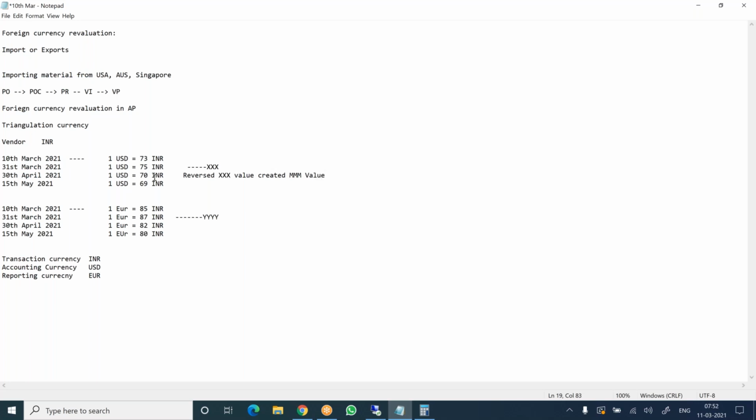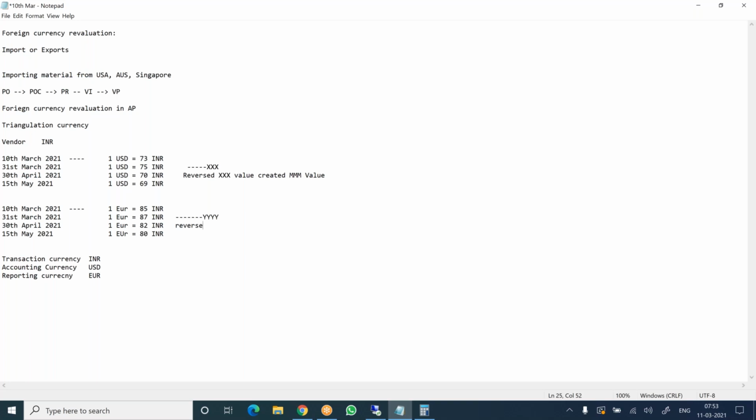Understood? It will compare this versus this one only: invoice date versus the current date. Whatever was posted earlier will be reversed. So here also, you need to understand this one first priority.